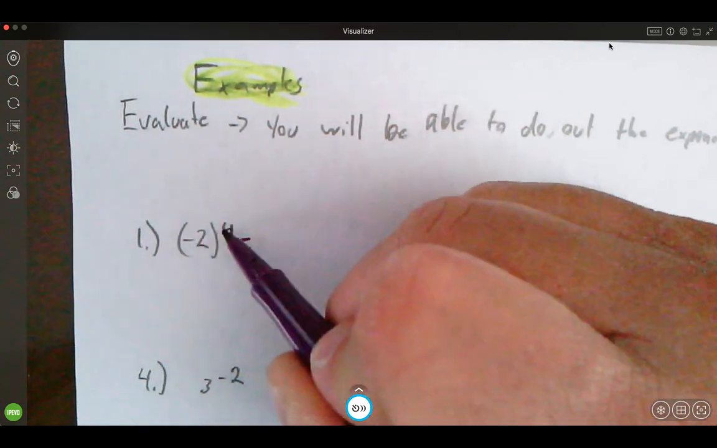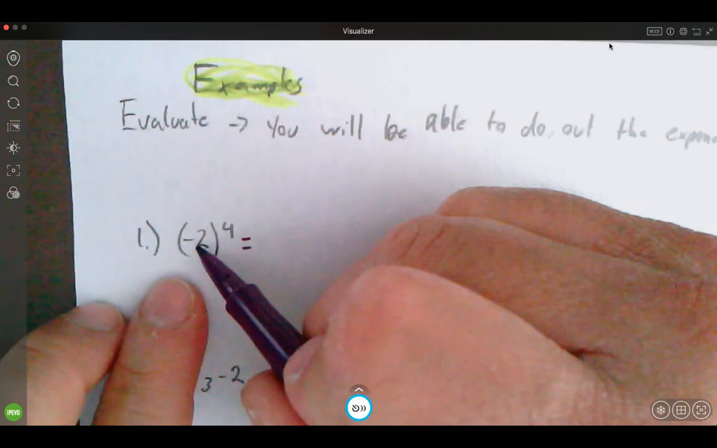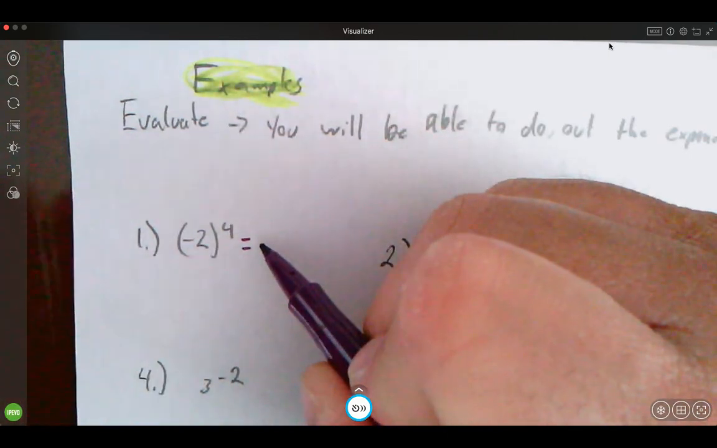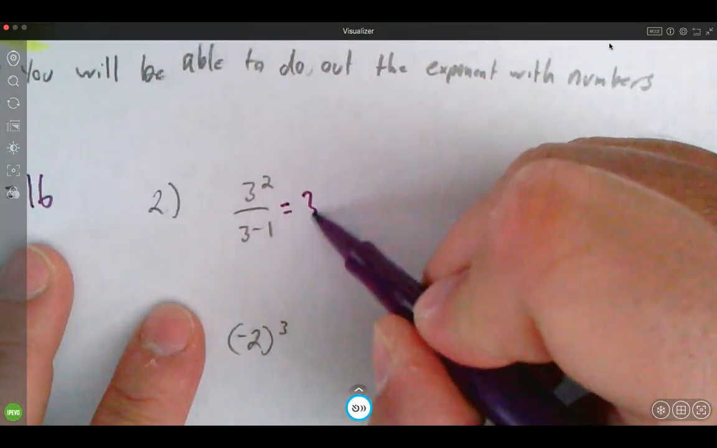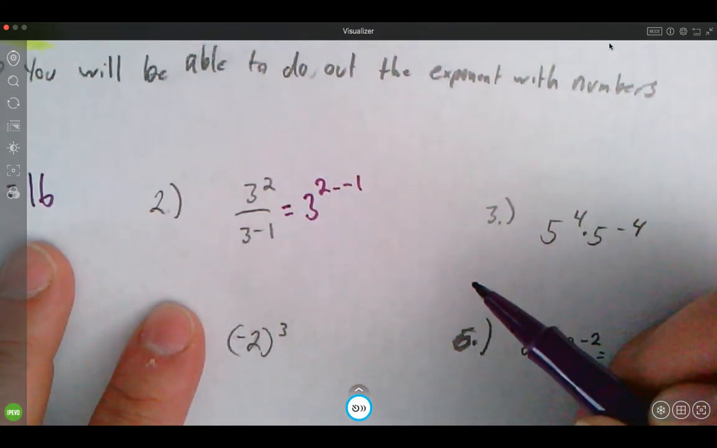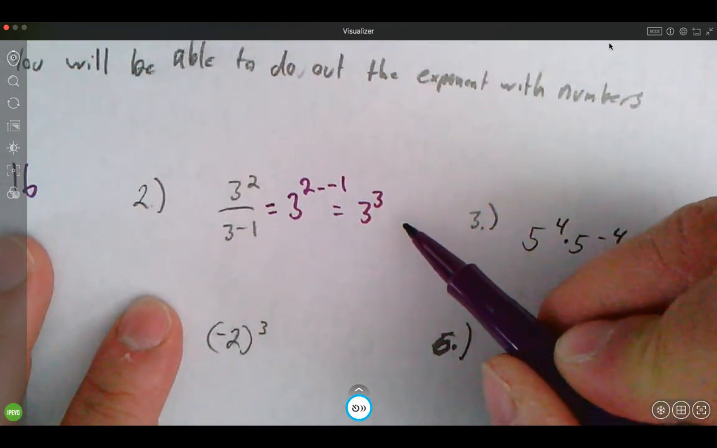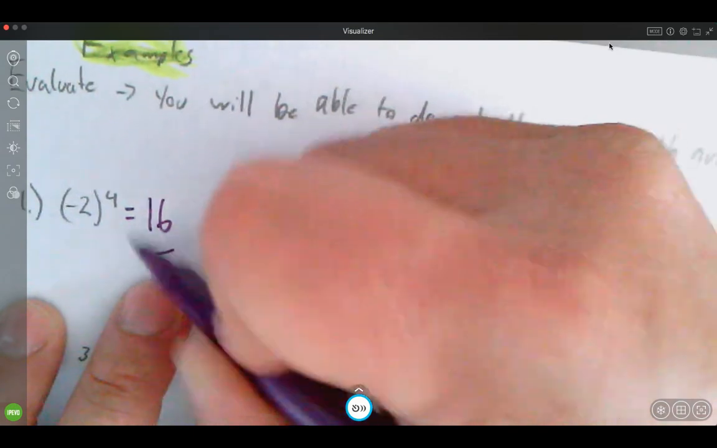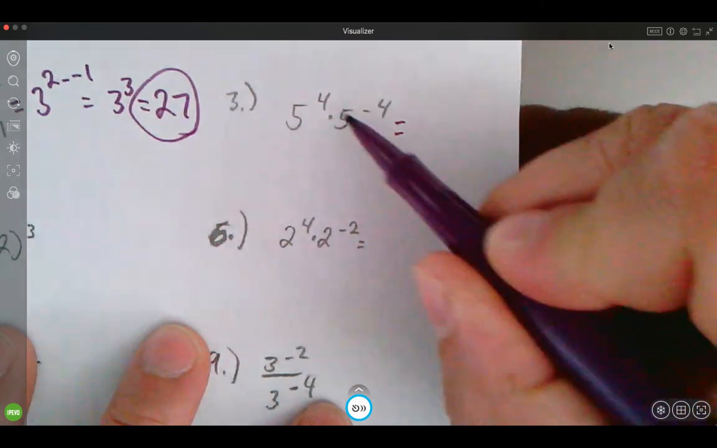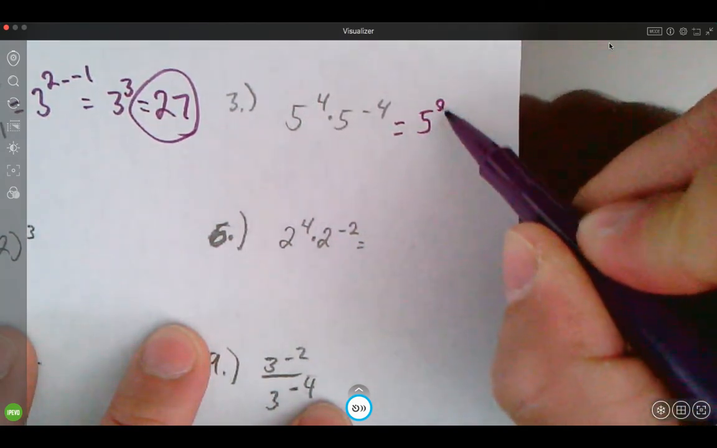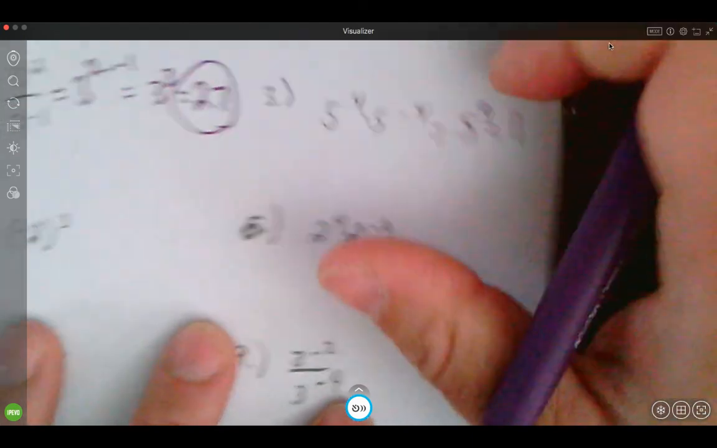So, speaking of what we just learned, number 1: negative 2 to the fourth power. The negative's in there, so negative times negative times negative times negative, back to a positive, inside parentheses. 2 times 2 is 4, times 2 is 8, times 2 is 16. This is positive 16. Number 2, quotient rule, you subtract: 3 to the 2 minus negative 1. 2 minus negative 1 is 3. And 3 to the third is 3 times 3 times 3, which is 27. Again, no more exponents. Number 3, same base, you add the exponents. What's 4 plus negative 4? It's 0. So 5 to the 0. Anything to the 0, if you've been paying attention, is not 0, but it's 1.